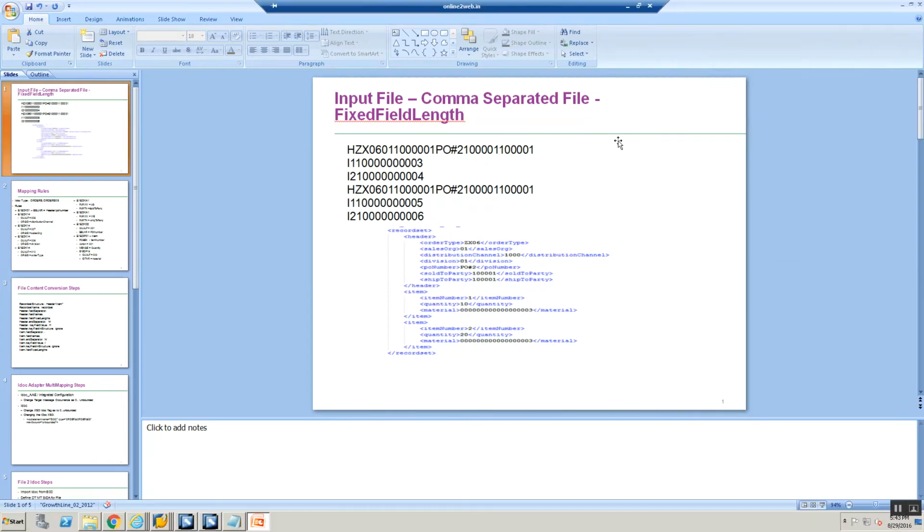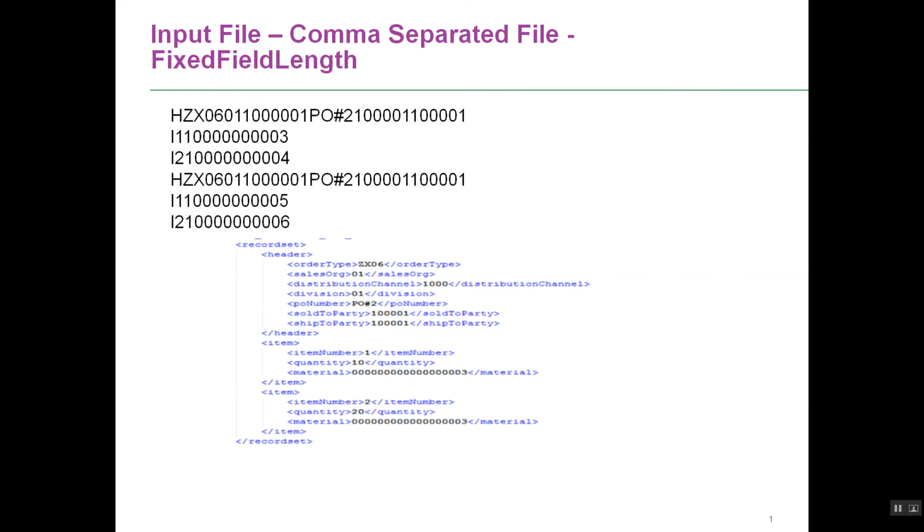Welcome back. In this session, we will be looking at a file to IDOC scenario, and that scenario is going to deal with two different new concepts. First, as in the previous session, we saw that the file was a comma separated file. Now we are going to look at a file that is a fixed field length file.